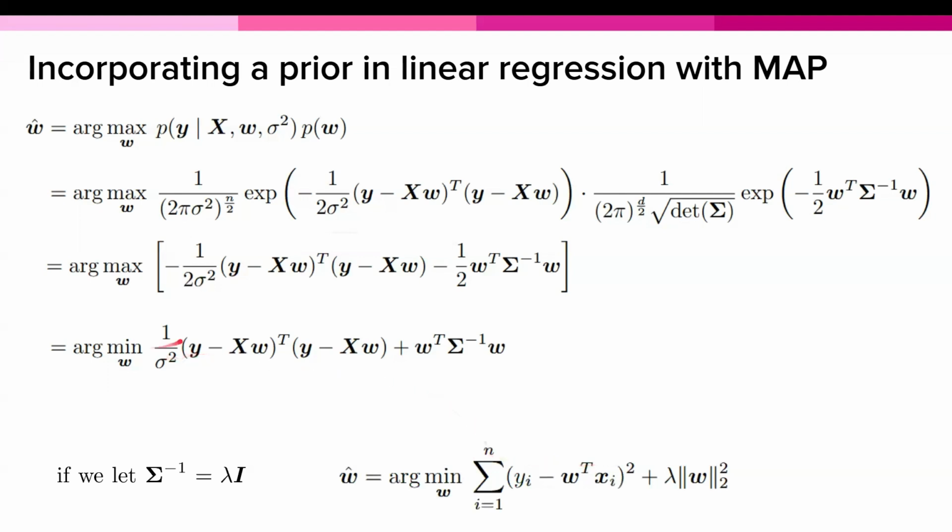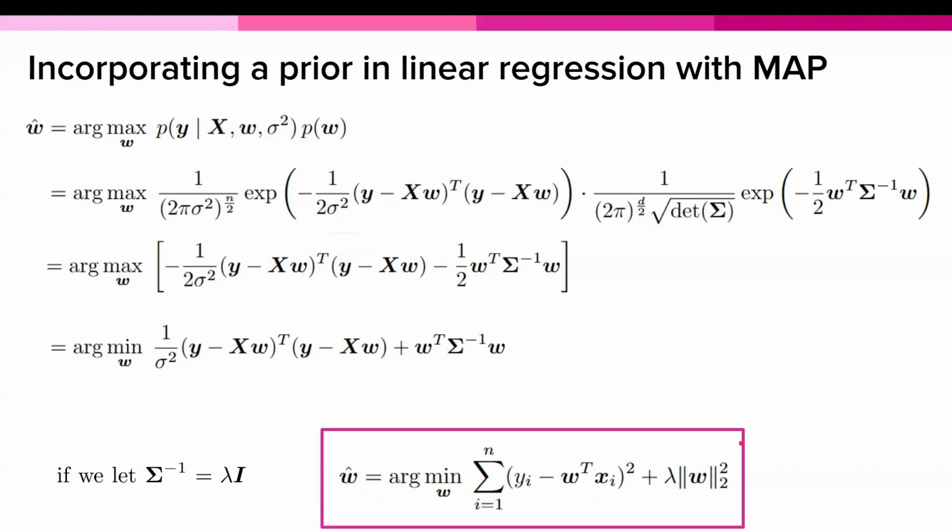Yeah, we can rewrite this expression here as a sum over the errors, and then plus the norm of the weights scaled by lambda. And so this brings us to something familiar. Now this is ridge regression. So when we assume that the weights don't covary and the inverse covariance matrix on the prior is diagonal, we've recovered the ridge regression objective.